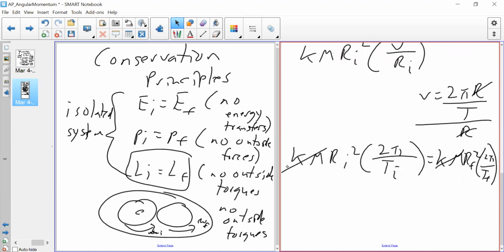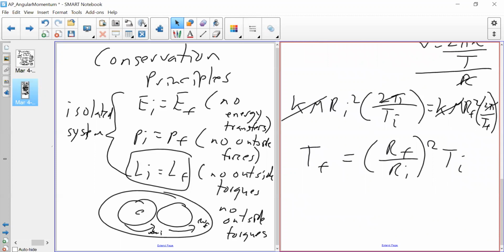So these km's cancel. And then if I move my Tf over here, and then these two π's cancel out, I'm just going to get this expression here, Rf over Ri squared times the initial period. Put in your numbers, and you can find the rotation period of a neutron star after it collapses from basically 10,000 kilometers down to 3. I'll infer that that's going to be a very quick period.